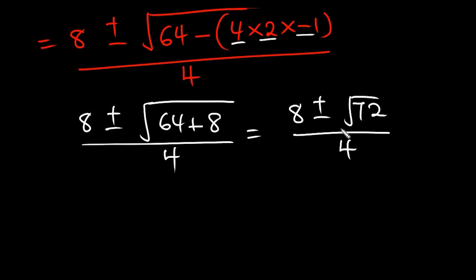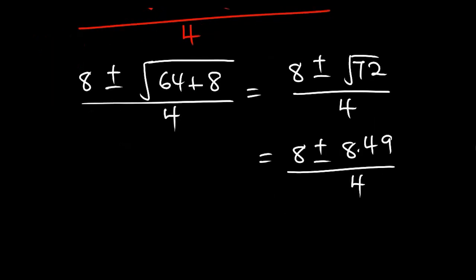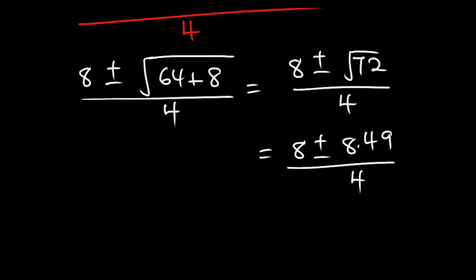So the square root of 72 is actually 8.49. So this is going to be 8 plus or minus 8.49, and then divided by 4. So this is how we're going to do it at this point. We're going to split it into 2. So remember, we have two values of y.